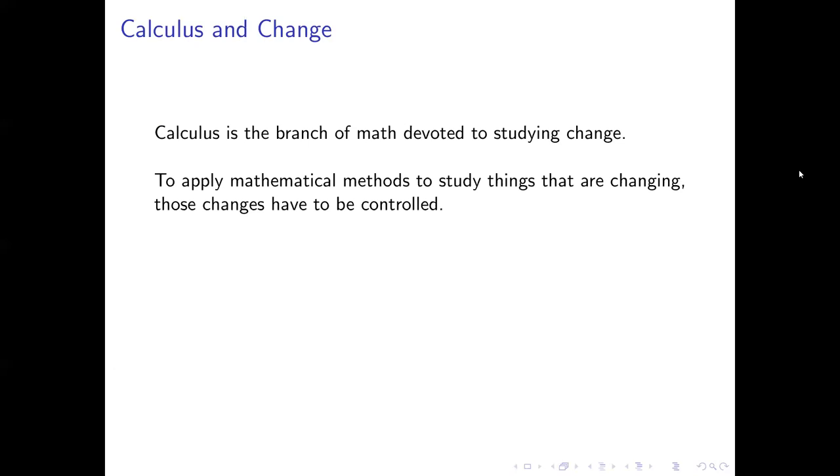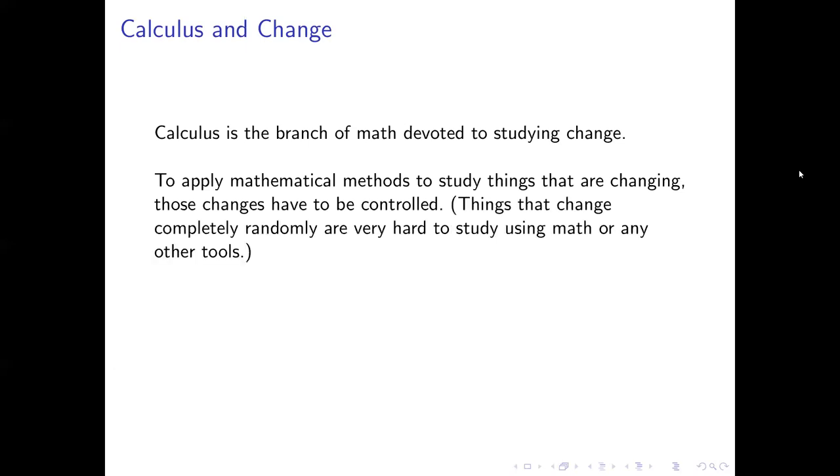But to do this, in order to apply mathematical methods from calculus to things that are changing, the changes have to be controlled. Another way to put that is they can't be completely random. If something is changing in a completely random way, it's very hard to study that in any systematic way using math or really anything else.